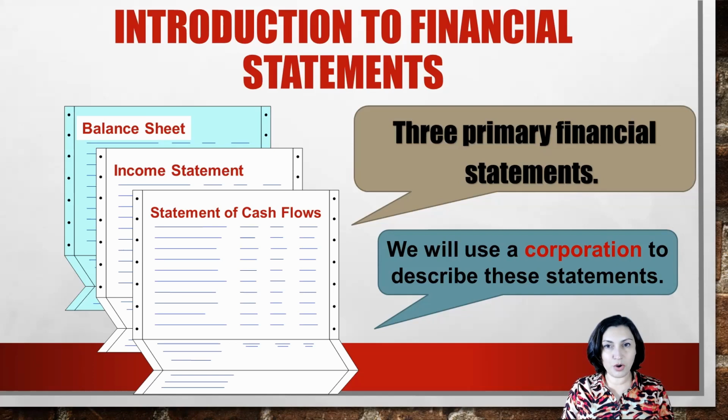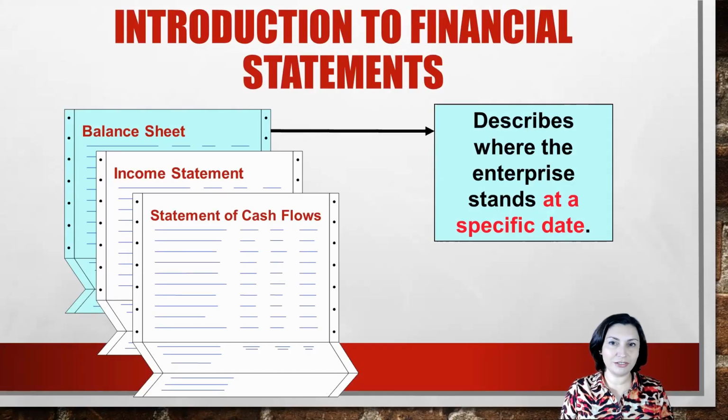In this video, we will look at the financial statements of a corporation. The balance sheet describes the financial position of a company at a specific point in time. A balance sheet may be prepared monthly, quarterly, or annually, depending on the needs of management and external users. The balance sheet is sometimes referred to as the statement of financial position.